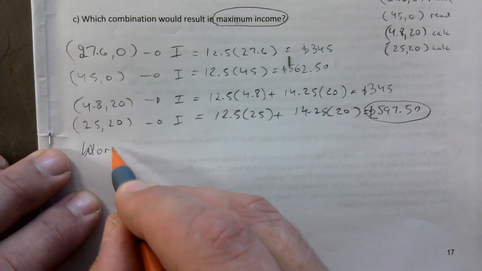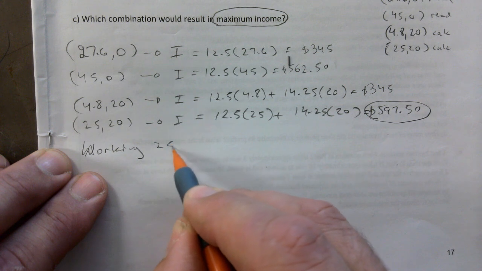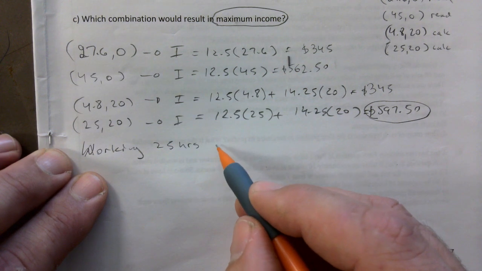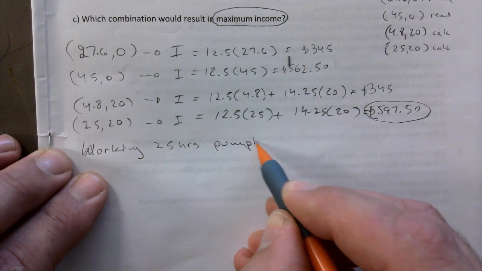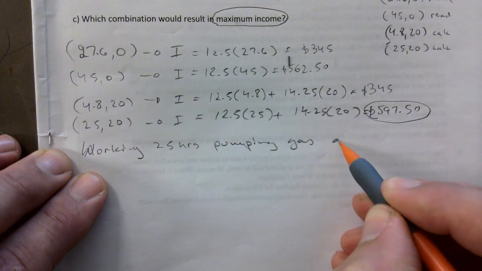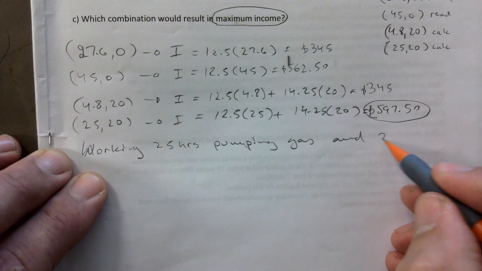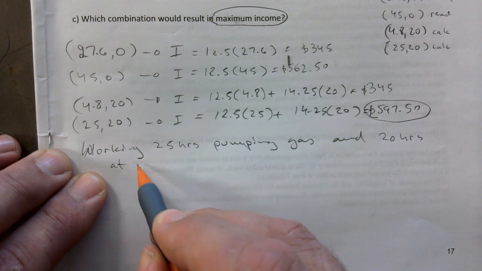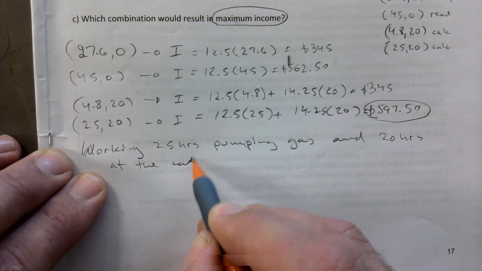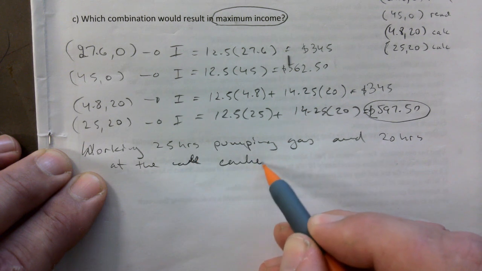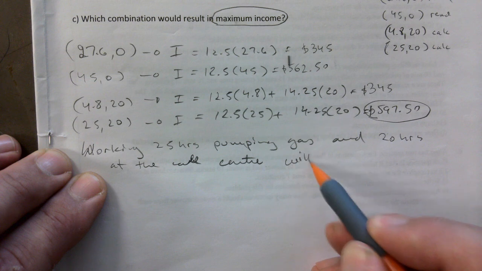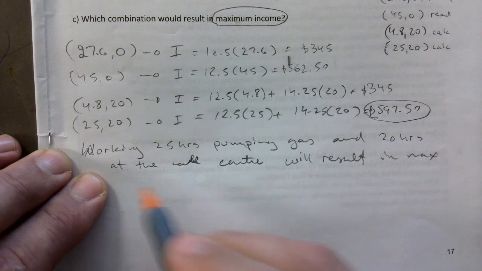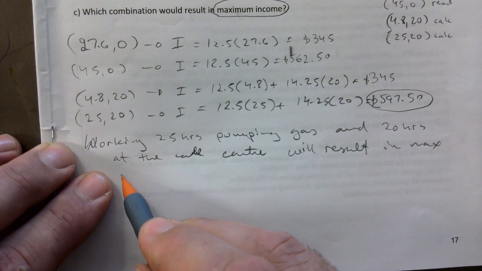So working 25 hours pumping gas and 20 hours at the call center will result in maximum income.